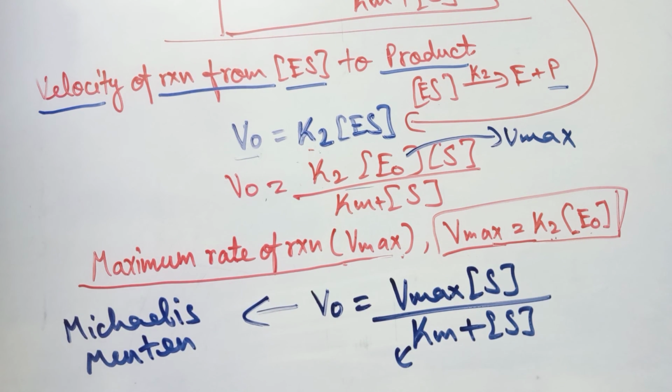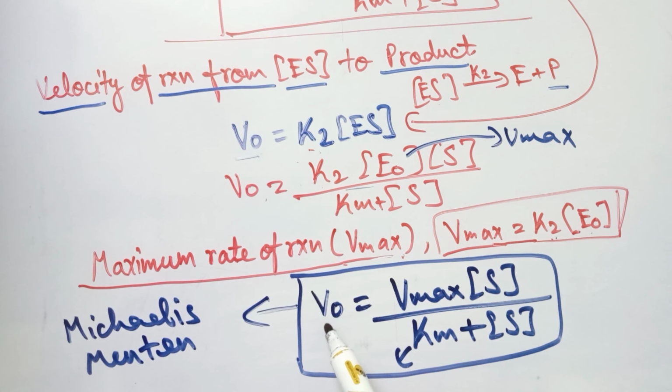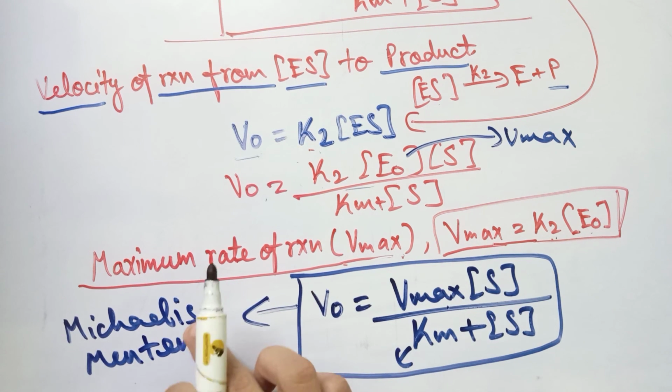I have already discussed this. V naught here is the velocity of the reaction. Vmax here is the maximum rate of reaction achieved by the system, and this is the substrate concentration. So in this way, the Michaelis-Menten equation considers the enzyme kinetics.